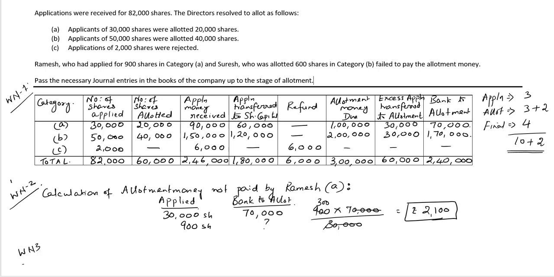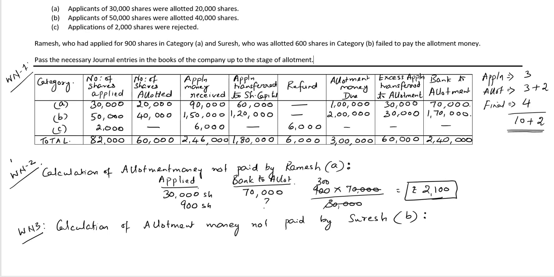Next, working note 3, calculation of allotment money not paid by Suresh. It's given that Suresh belongs to category B. The information available is the number of shares allotted to Suresh. So we'll take the shares allotted column of category B and bank to allotment column of category B.